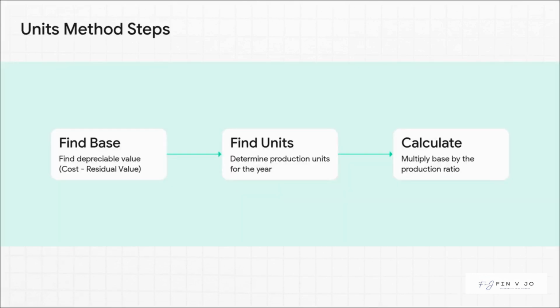Here's your step-by-step setup. You always want to find your depreciable base first by subtracting the residual value from the initial cost. Never calculate depreciation on the raw cost if a scrap value is staring you in the face. Once you have that base, you apply your production ratio, which is just the units produced this year divided by the total estimated lifetime units.